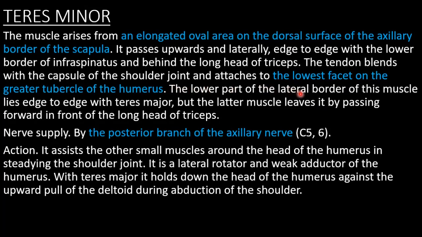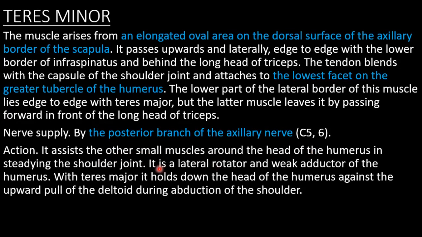Now, the lower part of the lateral border of this muscle lies edge to edge with teres major, but teres major usually leaves the lower edge of teres minor by passing in front of the long head of triceps. So triceps intervenes between teres major and minor. Teres minor lies posterior to the long head, but teres major lies in front of the long head, or anterior. It is innervated by the posterior branch of the axillary nerve.